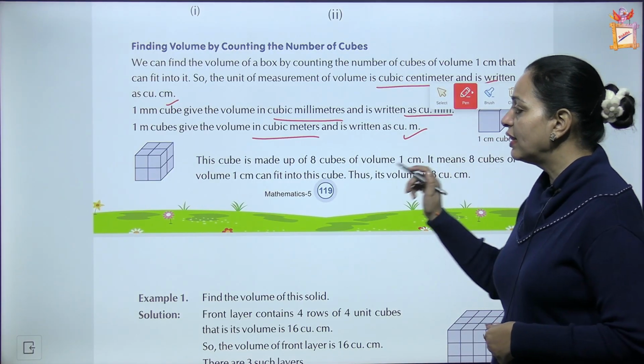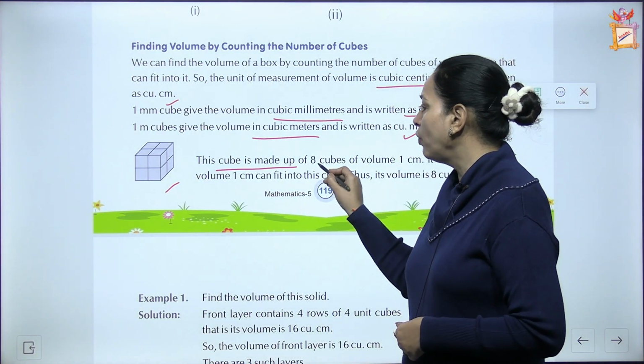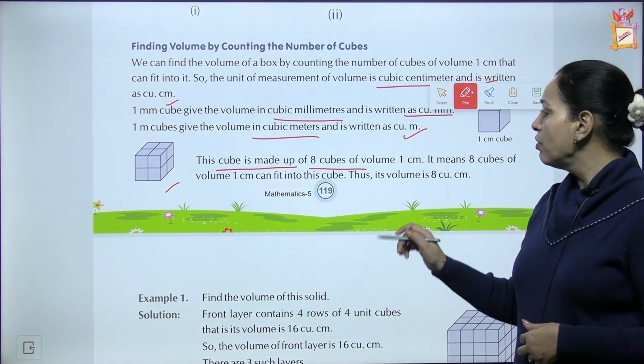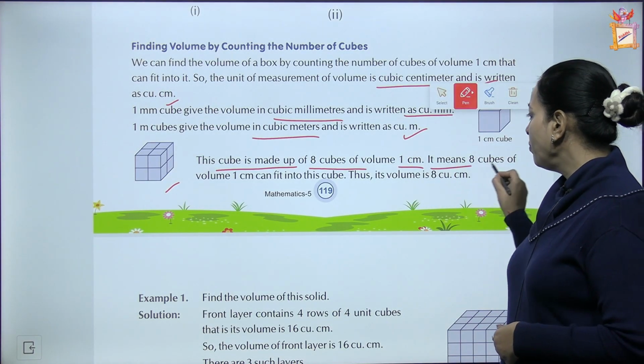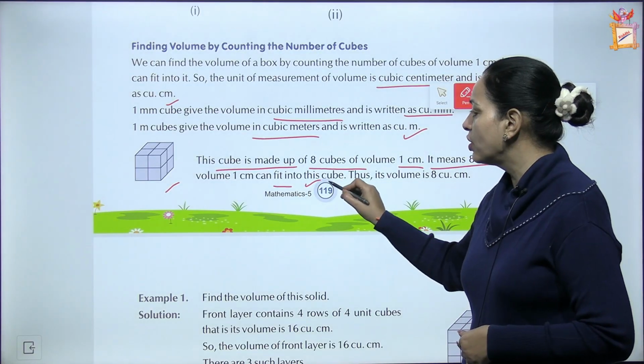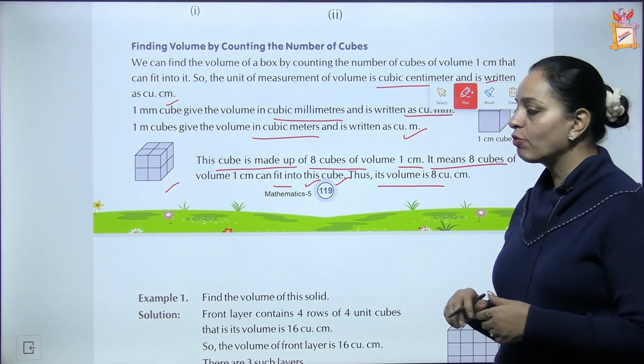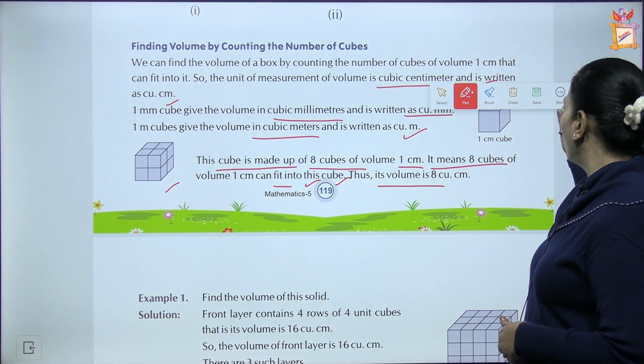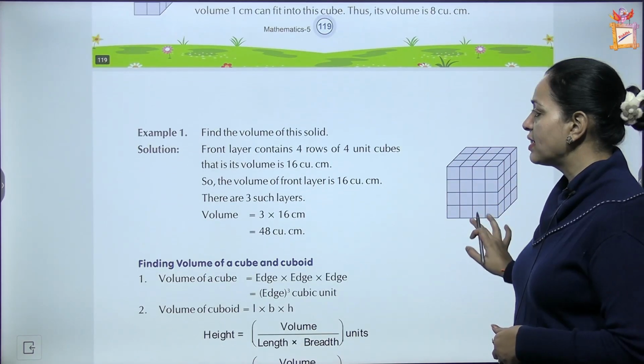Okay, now you can see this cube is made up of 8 cubes of volume 1 centimeter. It means 8 cubes of volume 1 centimeter can fit into this cube. That's why its volume is 8 cubic centimeter.